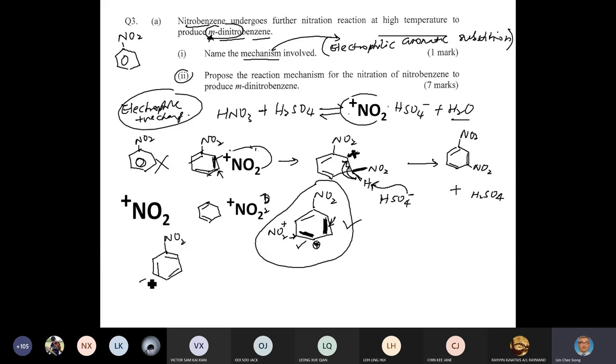Is it attached to here? This one? Is it? Hello? But if you draw like this, it's the right hand side one. The right hand side. Yeah, it shows as my answer just now. This one. Yeah. This one or this one?